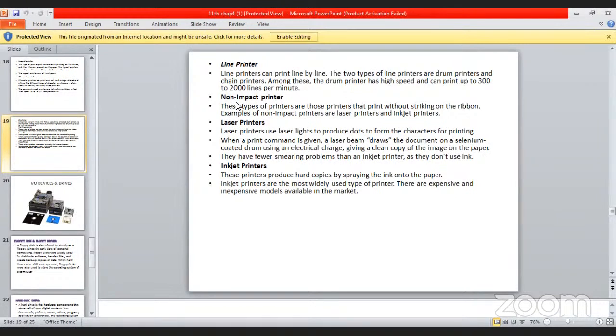So in that inkjet printer, it produces the character by spraying small ink drops onto paper. Hence it is called a non-impact printer. This is the general electrical generator, which causes the piezoelectric crystal to vibrate and throws the ink drops supplied from the reserve.